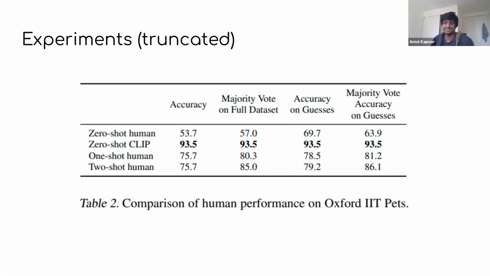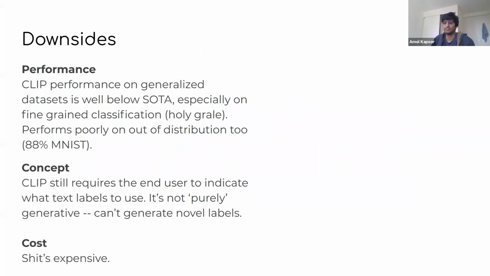Humans apparently suck at this, but zero-shot CLIP is really good. Zero-shot CLIP is able to outperform on predicting different dog breeds, having never seen any of those dog breeds before, with 93% accuracy, which is 20% better than humans. I just think it's really, really funny that they tried that. Also really funny that they called it two-shot human. I don't know. Anyway, whatever. There was supposed to be a picture here.